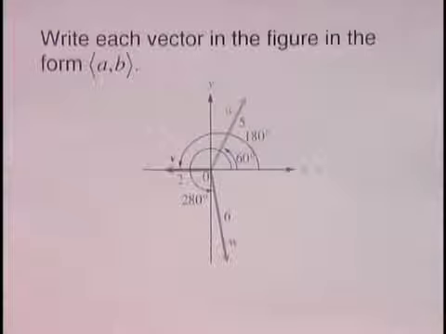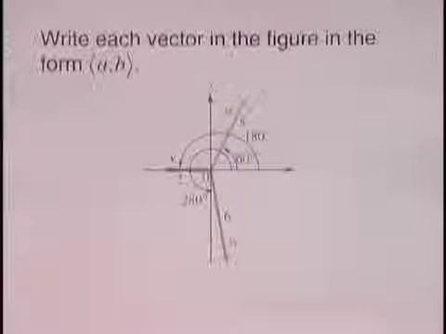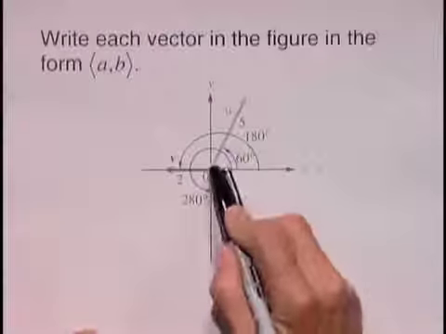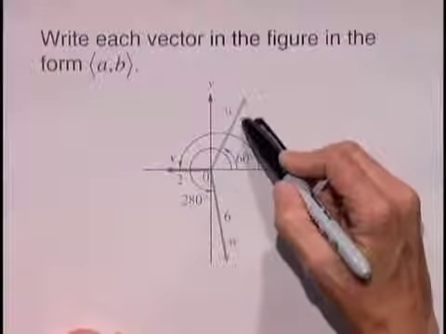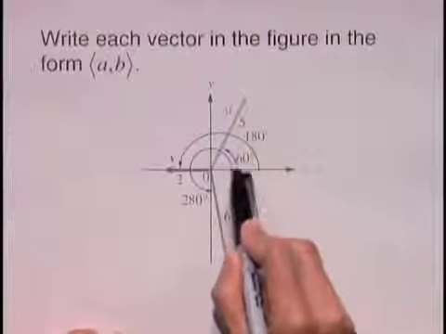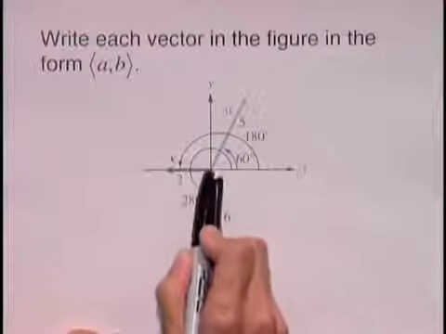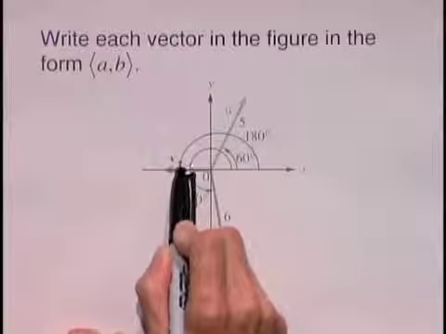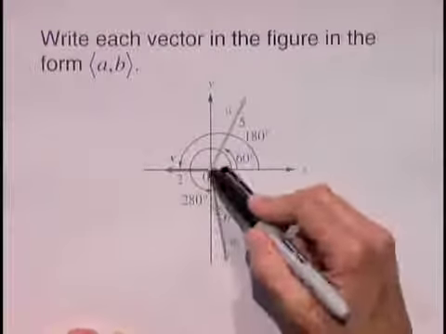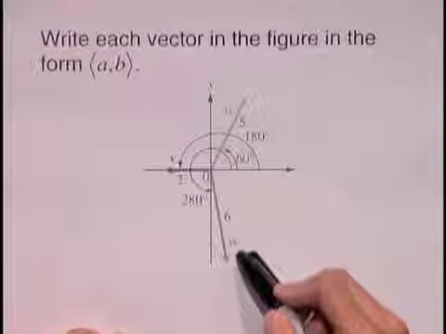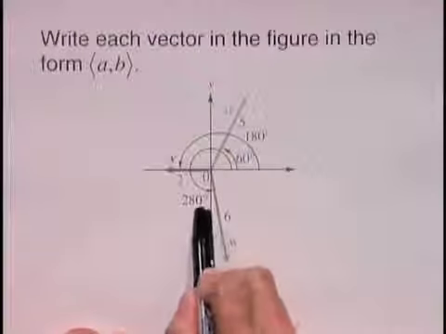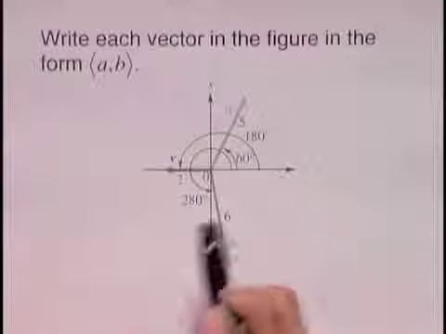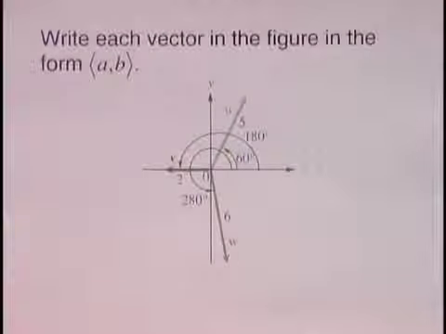Let's write some vectors in component form. We want to write each vector in the figure in the form AB. We see 3 vectors. There's the vector U, which has magnitude 5 and forms an angle of 60 degrees with the positive x-axis. We have vector V, which has magnitude 2 and forms an angle of 180 degrees with the positive x-axis. Vector W has magnitude 6 and forms an angle of 280 degrees with the positive x-axis. So we want to write each of those in component form, and let's start with vector U.